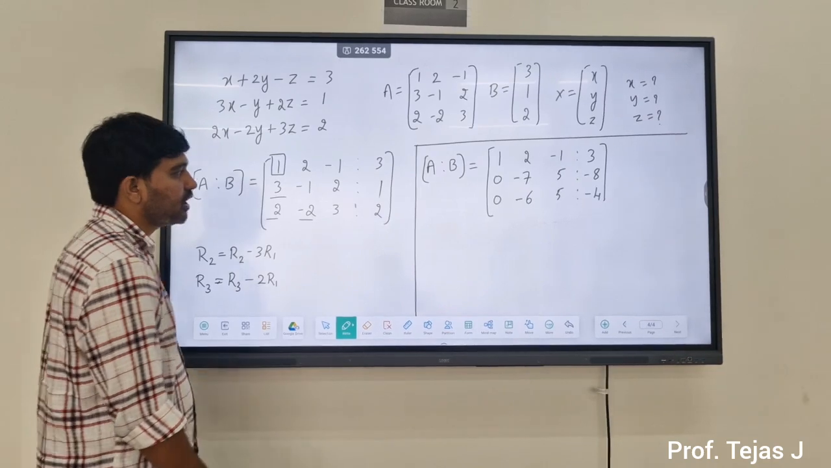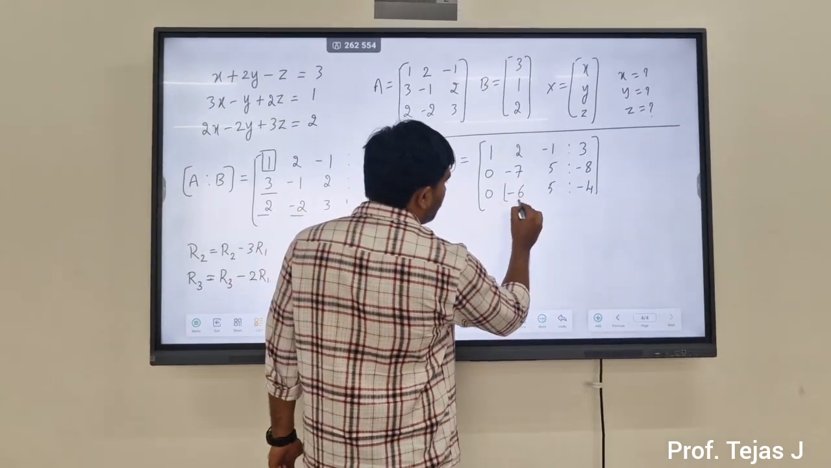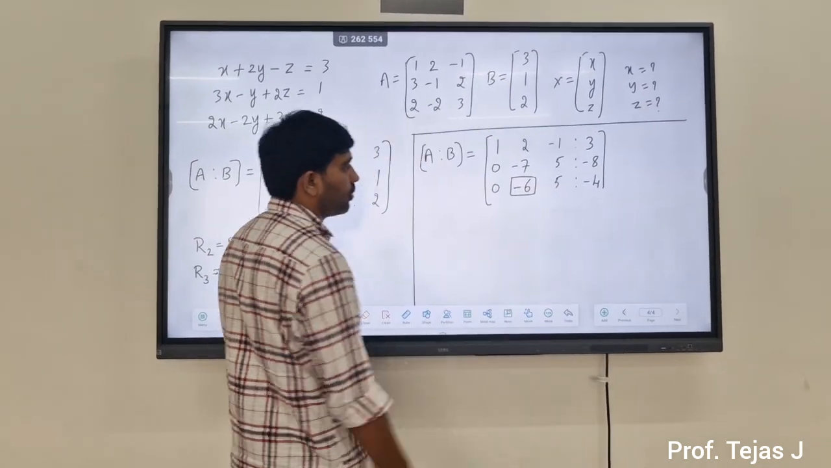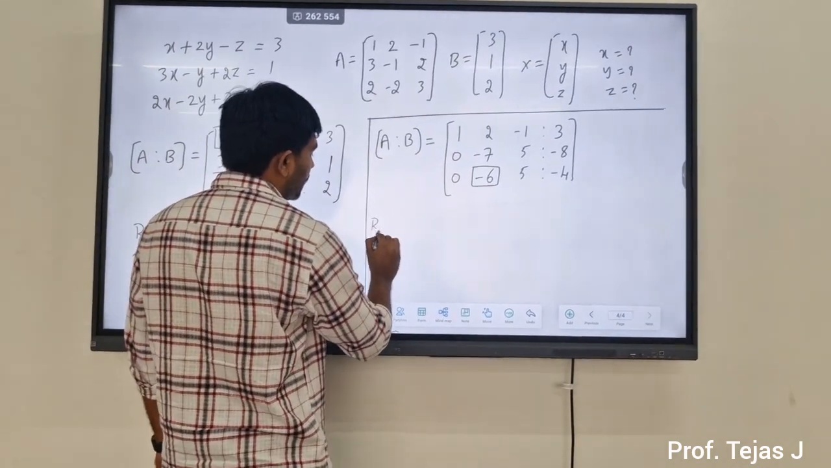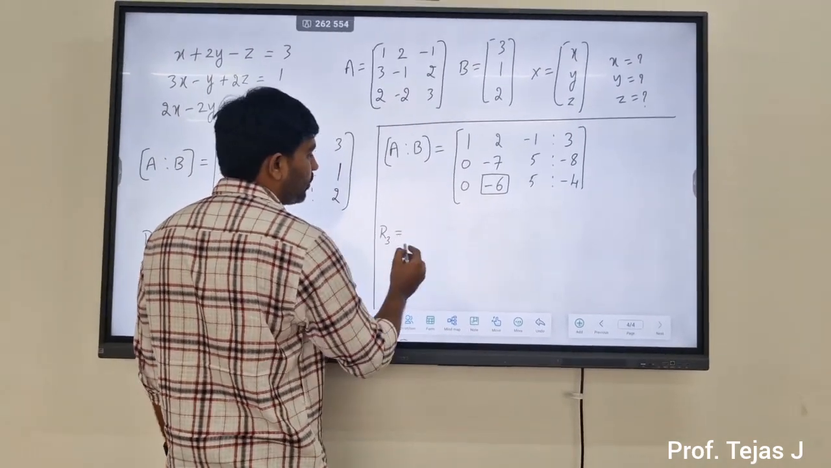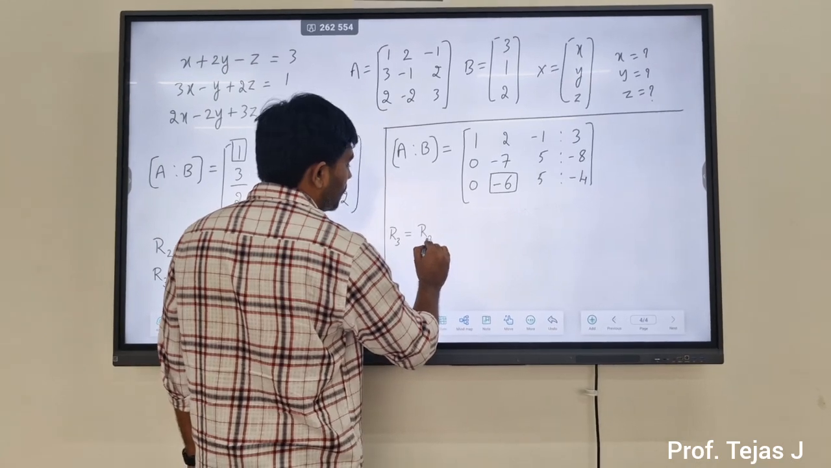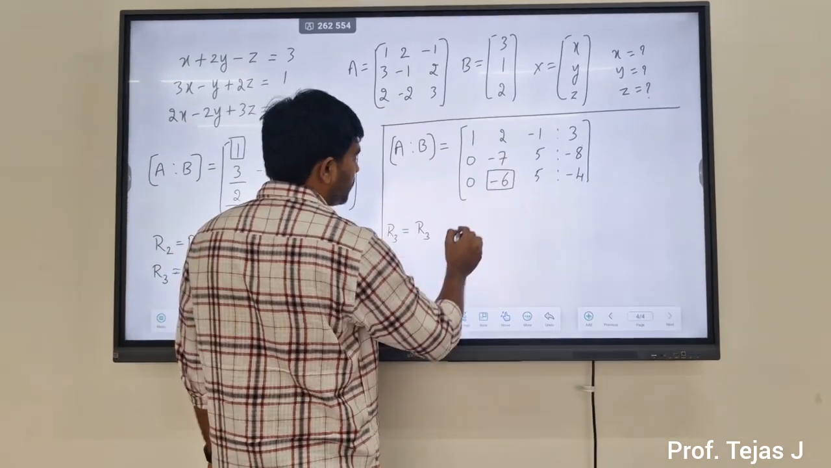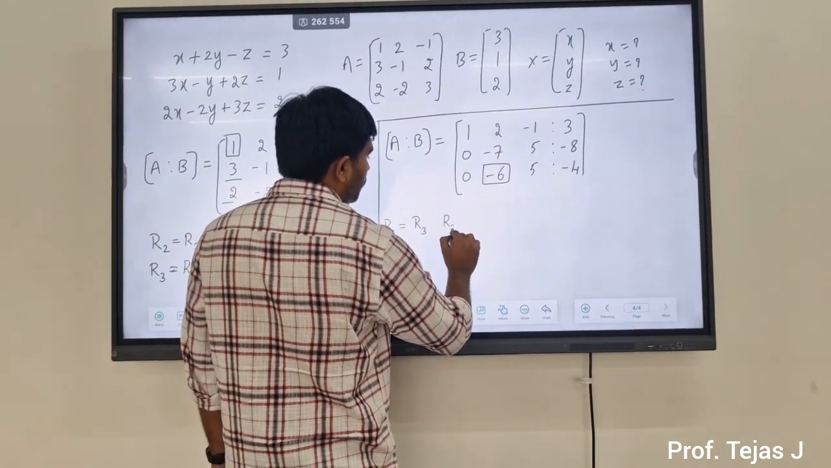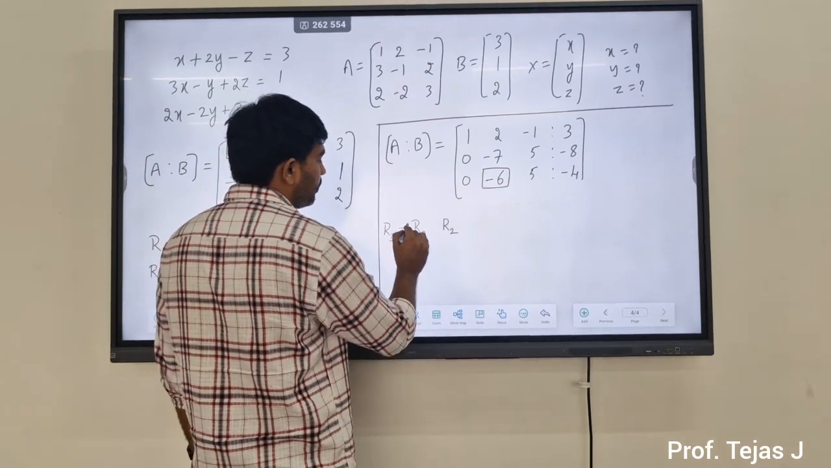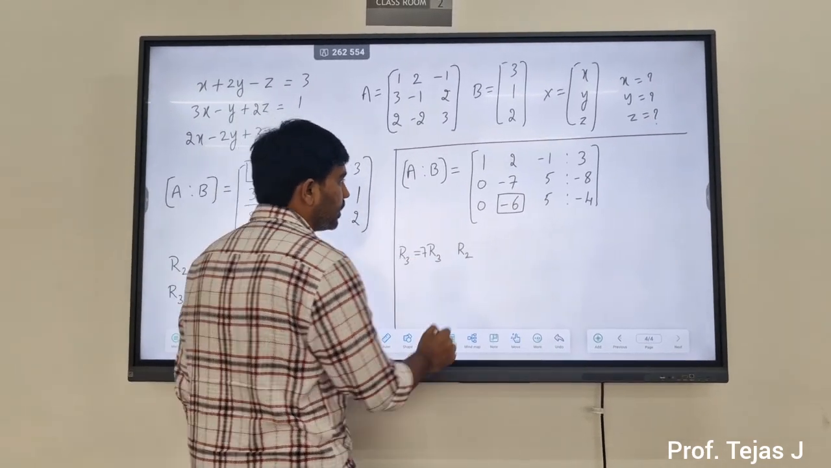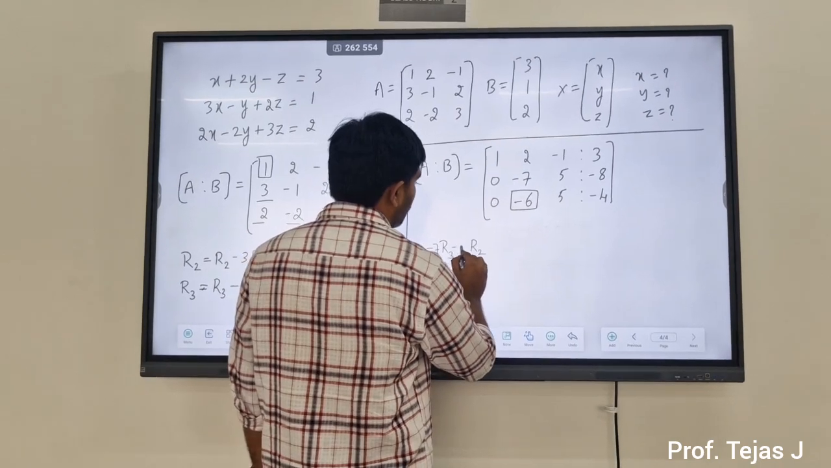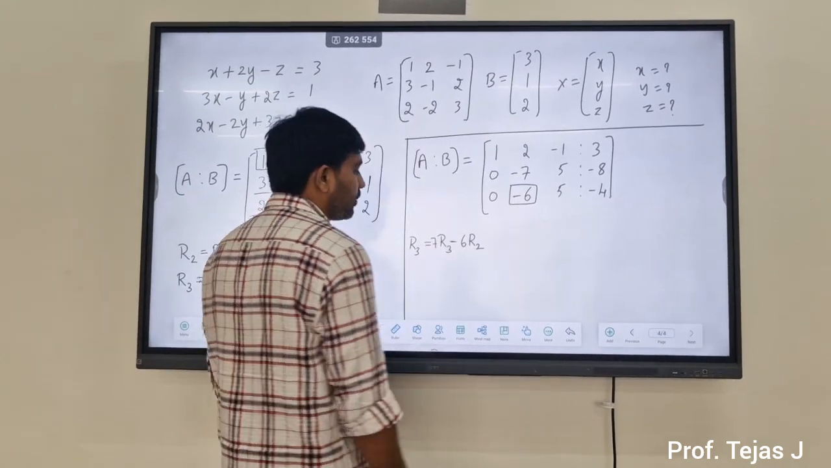Now which is the remaining term? We have to make minus 6 to 0 using R2 as the reference. So now R3 should be 7 times R3 minus 6 times R2.